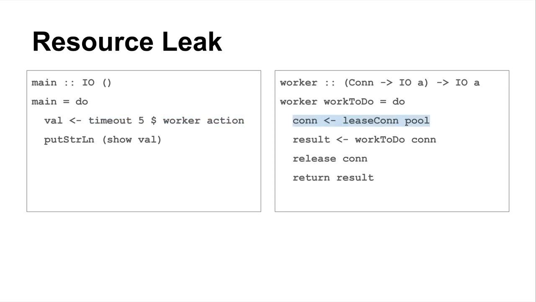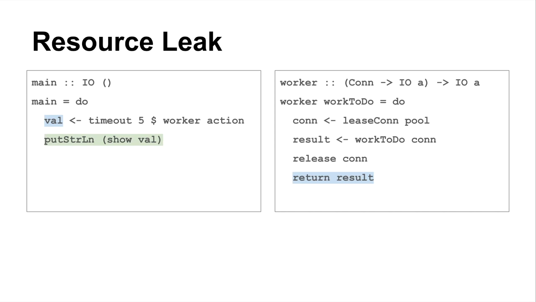But the first time this thing runs, it just cruises through. It leases a connection from a connection pool in 1 nanosecond. Then it does some work in 1 nanosecond, binds that to result. It releases the connection in 1 more nanosecond, then it returns the result. And by gum, we complete in time. We can bind the resultant value to this name val, and then we print out its string representation to standard out. And the world is sane. We acquire some scarce resource, we do some work with it, then we release it, we're all good.